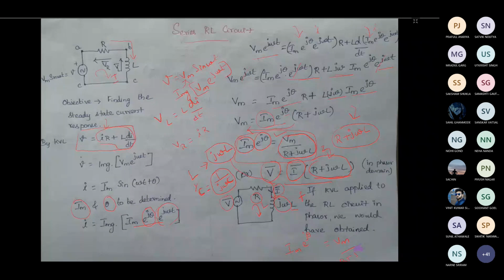Okay, so now if you want to segregate the magnitude and the angle, so Vm divided by root of R square plus omega L the whole square. So this is the magnitude of this, and the angle can be written by tan inverse of omega L divided by R. So imaginary term divided by the real term, you will be getting. So this is nothing but theta. So you can consider it as angle theta. So this theta can be written as tan inverse of omega L divided by R.